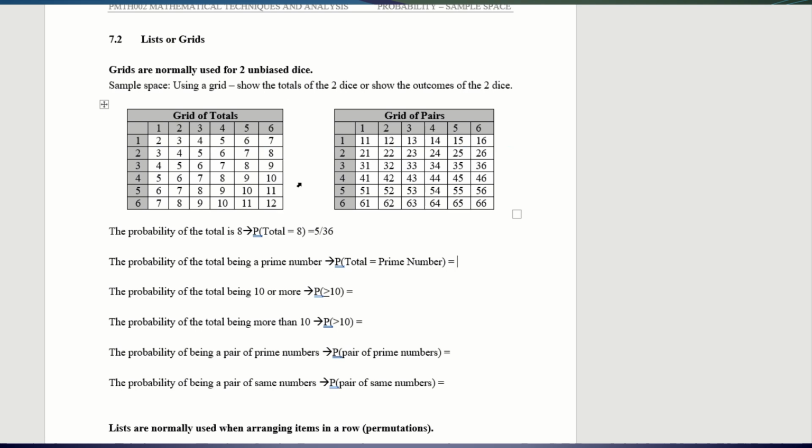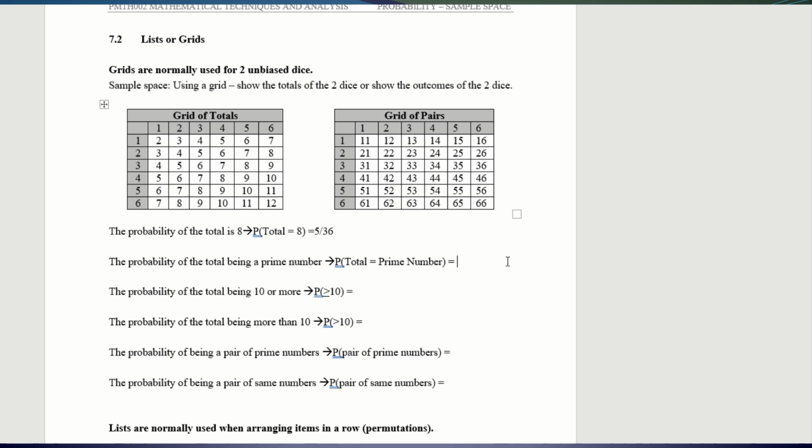2, 3, 5, 7. Okay, so you count 1, 2, 3, 4, 5, 6, 7, 8, 9, 10, 11, 12, 13, 14, 15, 16, 17. Oh, no, 9 is not a prime number, right? A common mistake among students is they will say 1 is a prime number and 9 is a prime number. So that's why I wanted to show you 1 and 9 are not prime numbers, okay?